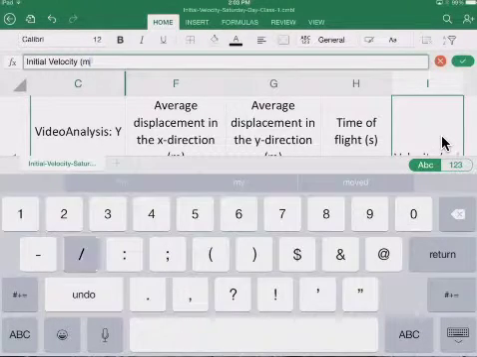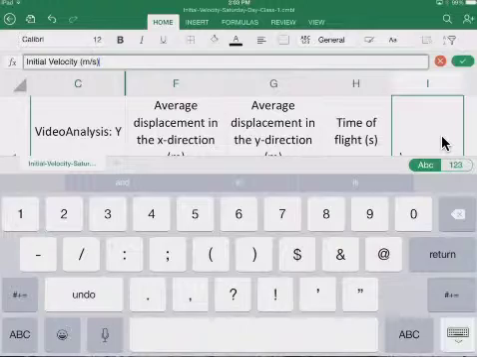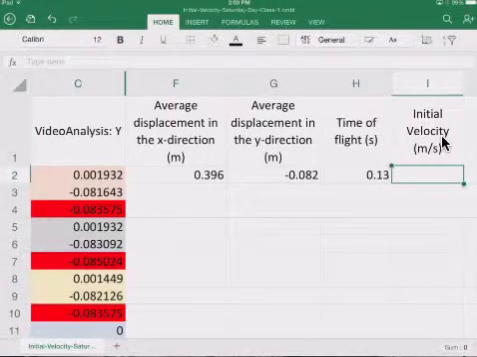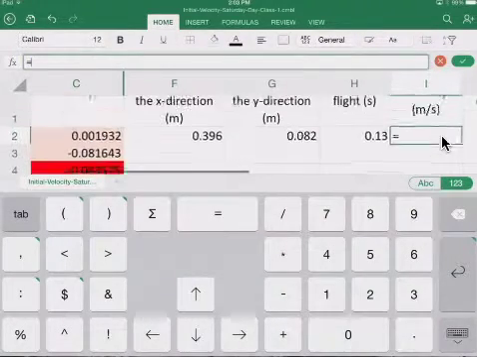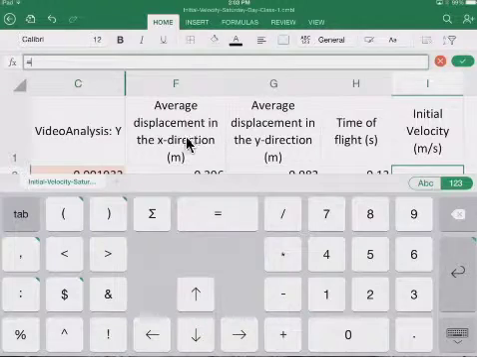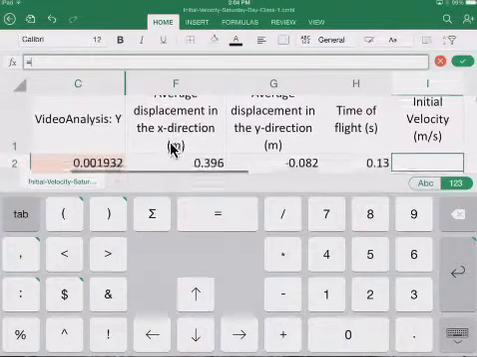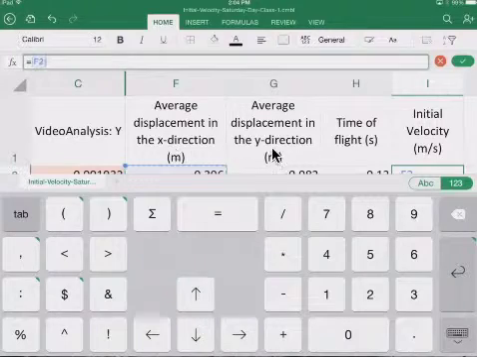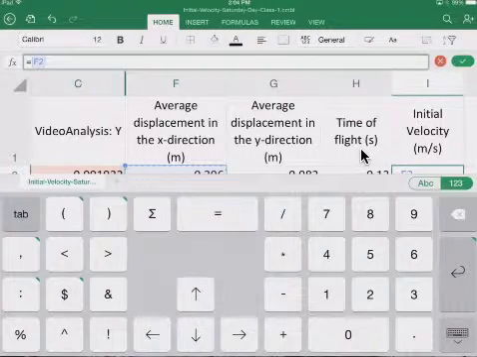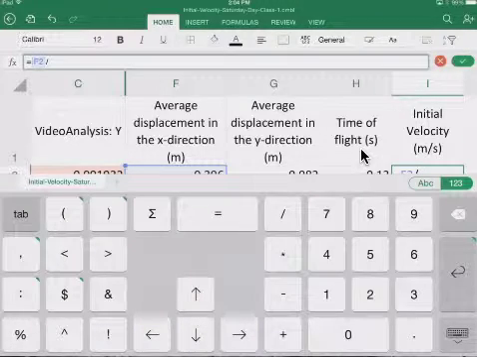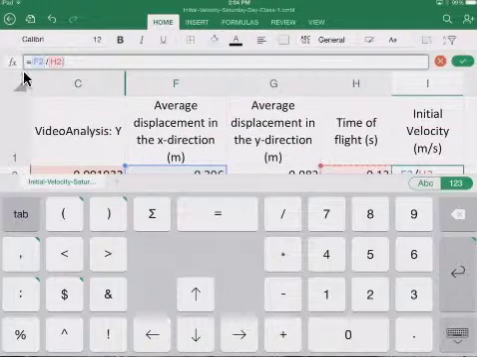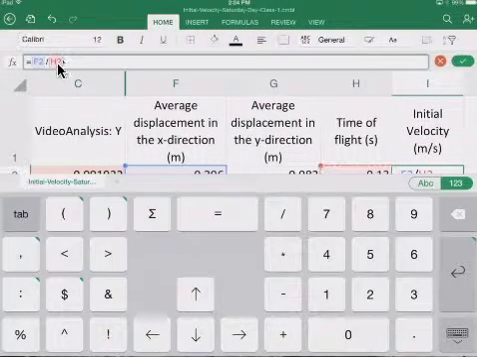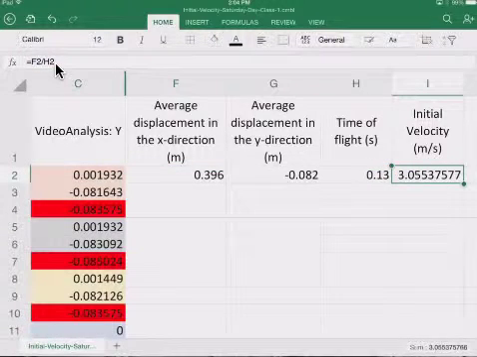So that's going to be meters per second. Okay, and so now double tap there. This is going to be equal to, remember, our average displacement in the x direction. So I'm going to go ahead and select that, divided by the time of flight. So now it's just a simple division: the displacement over the time. And there's our number.